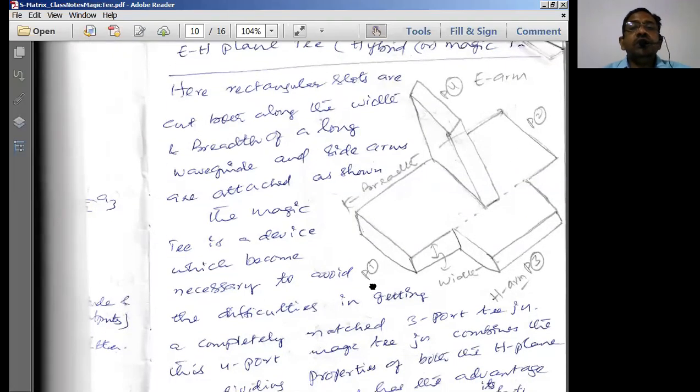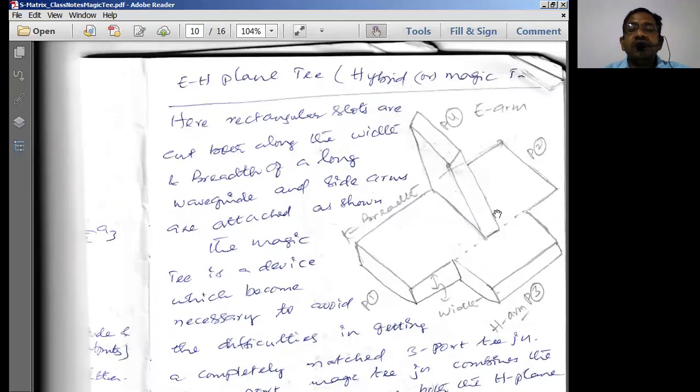Next we go with the magic T. Magic T is normally formed similar to the previous two. That means we take one rectangular waveguide, a big rectangular waveguide. We normally cut this along the width here. This is the breadth of the H plane T. This is going to be the width of the rectangular waveguide, and we cut some width portion here, and we join these two to form the magic T. So this is the magic T.